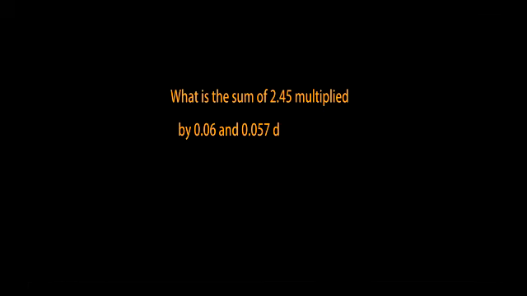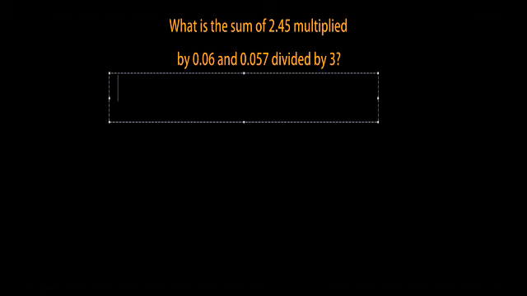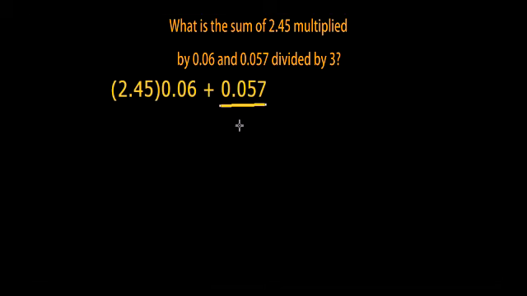The second problem is to find the sum of 2.45 multiplied by 0.06 and 0.057 divided by 3. The equation will look something like this. First, we have to find the product of 2.45 and 0.06. Next is the quotient of 0.057 divided by 0.3.